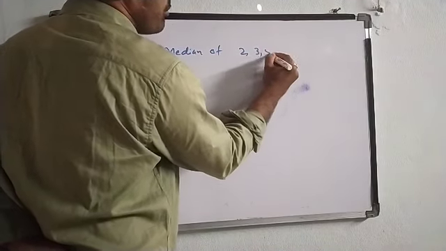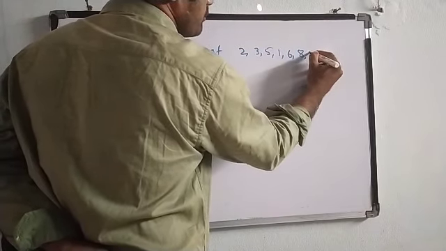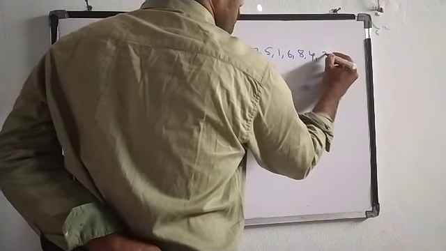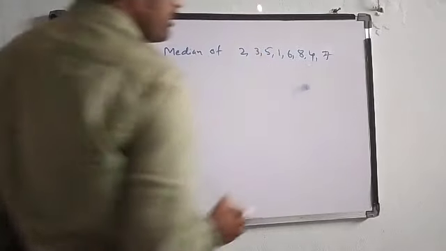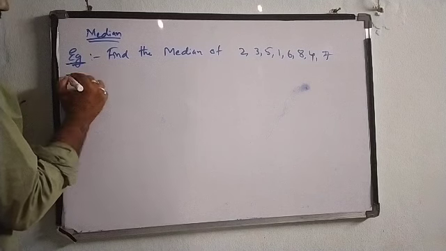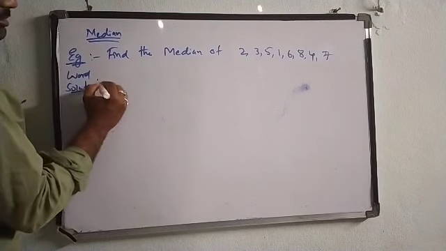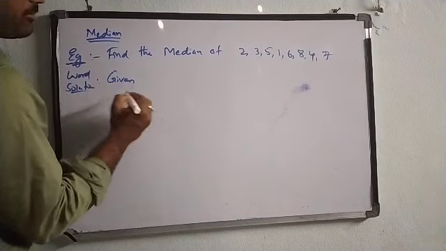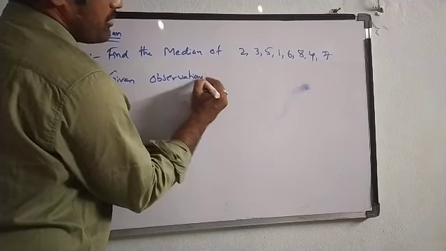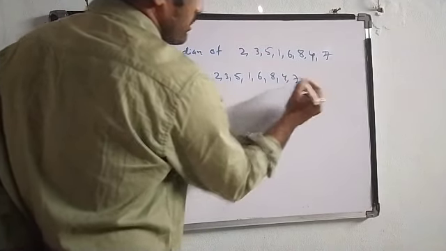2, 3, 5, 1, 6, 8, 4. This is the given data. For this we are going to find out the median. So let us see the solution for this. So given observations. So let us write what are the observations that are given. 2, 3, 5, 1, 6, 8, 4, 7.